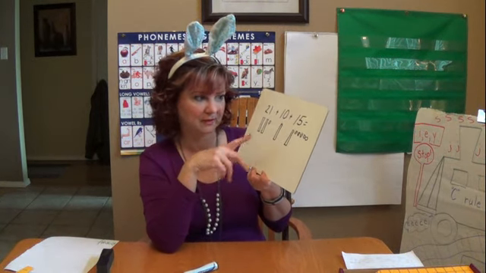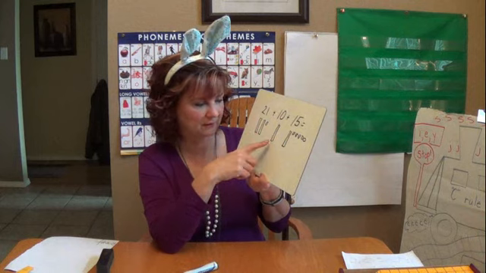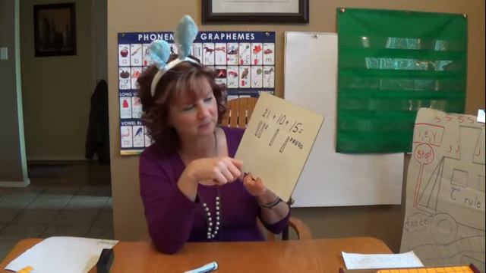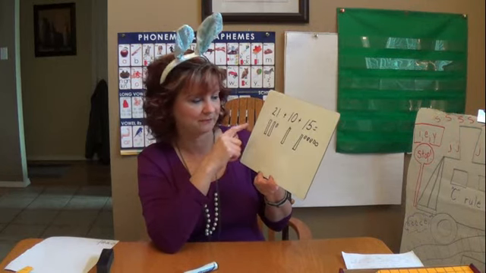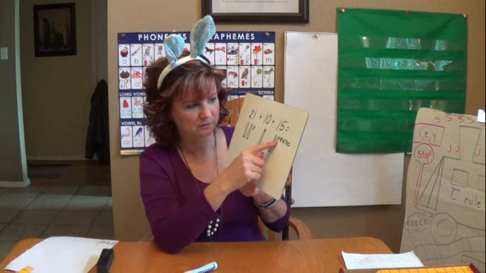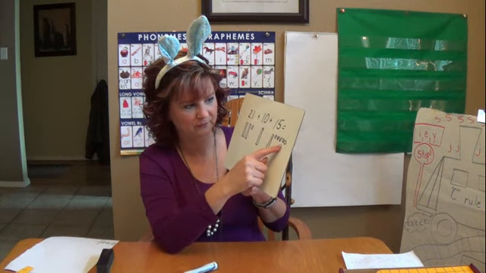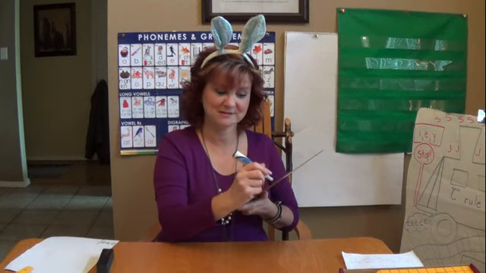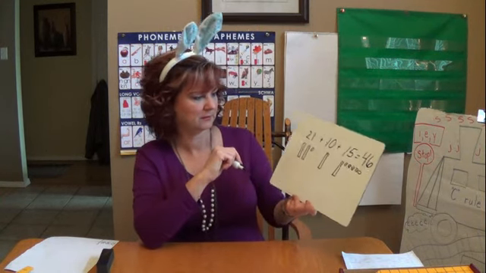Alright, so first you count the 10s, then the little ones to the end. So we have 10, 20, 30, 40, 41, 42, 43, 44, 45, 46. Did you get 46? Good job.